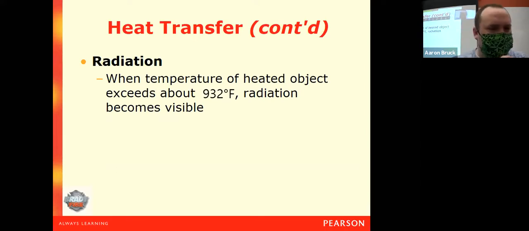Now, when the temperature of a heated object hits about 932 Fahrenheit, the radiation becomes visible. The energy of those infrared packets of light start to creep into the visible light spectrum where we can actually pick them up and see them. Before then, the infrared radiation is just not energetic enough that our eyes can detect it. But once we hit that certain point, we've hit a certain energy threshold where our eyes can see it.